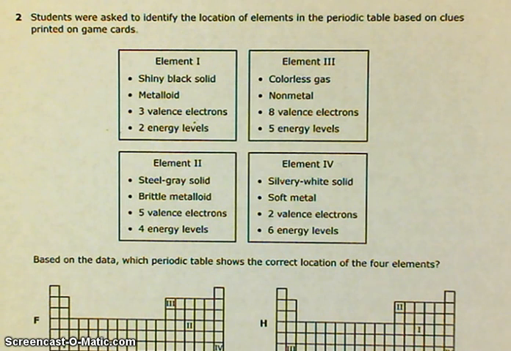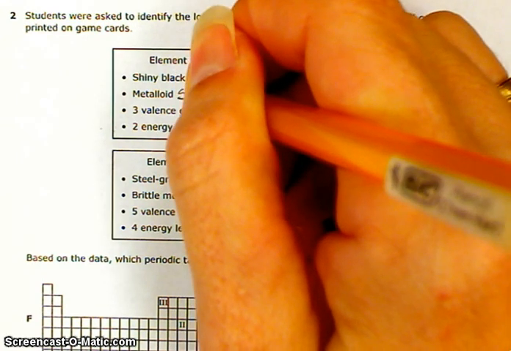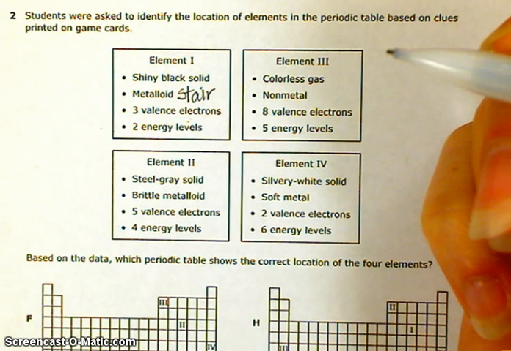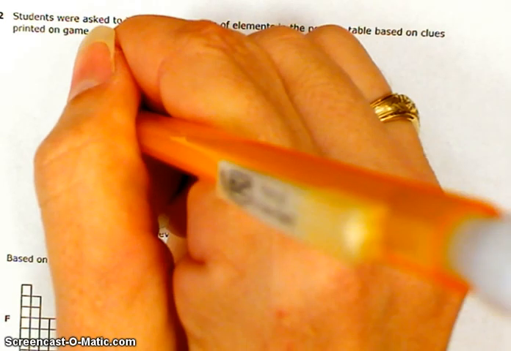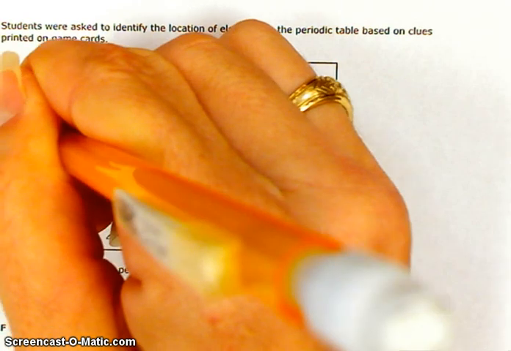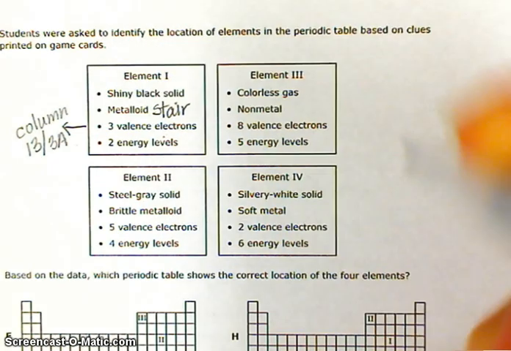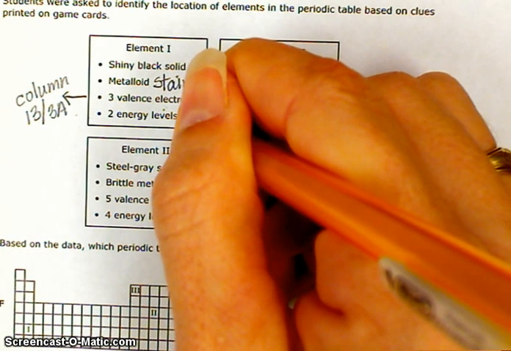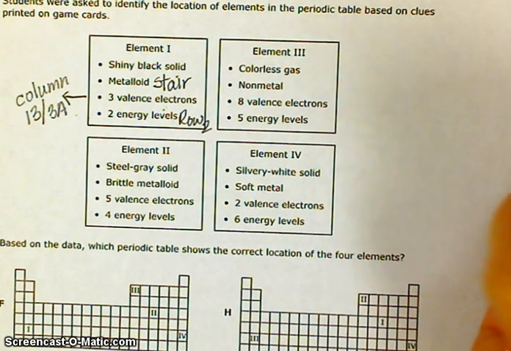Number 2 says, students were asked to identify the location of elements in the periodic table based on clues printed on game cards. So element 1 is a shiny black solid. It's a metalloid, 3 valence electrons, and 2 energy levels. So that tells you that it should be in the stair-step area. 3 valence electrons puts it in column 13, otherwise known as column 3A. 2 energy levels tells you it's going to be in row number 2.